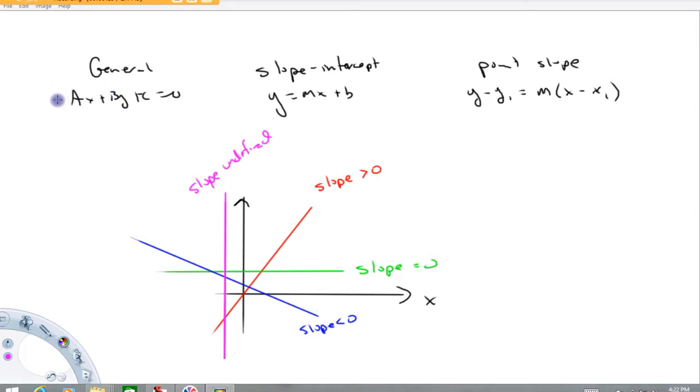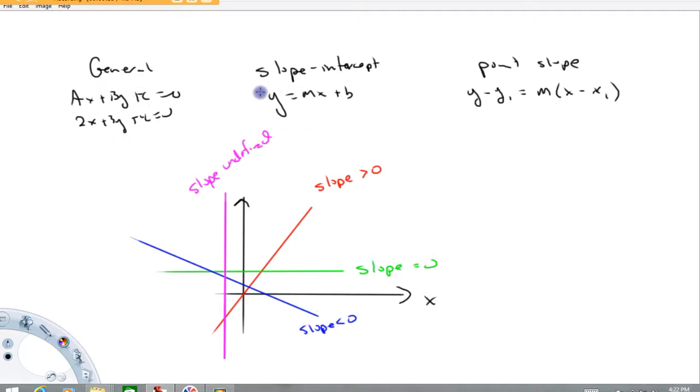Equations of this form, like ax plus by plus c equals 0. An example of that would be something like 2x plus 3y plus 4 equals 0. There's an example of a linear equation in what I would call a general form.